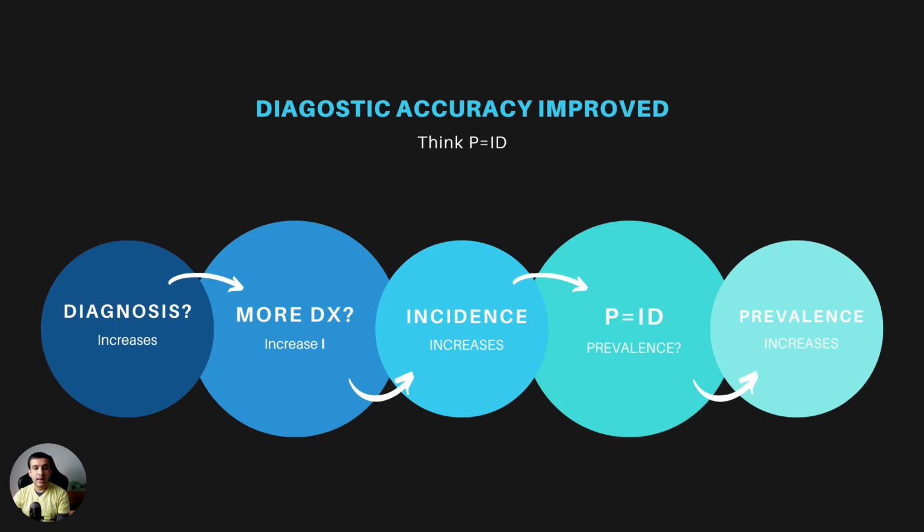Another example is if diagnostic accuracy is improved. Again, think mathematically, think P = I × D: prevalence, incidence, and duration. If diagnostic accuracy is improved, then diagnosis will increase, of course. That means more disease will be diagnosed, meaning more incidence. If incidence is increased, prevalence has to increase.